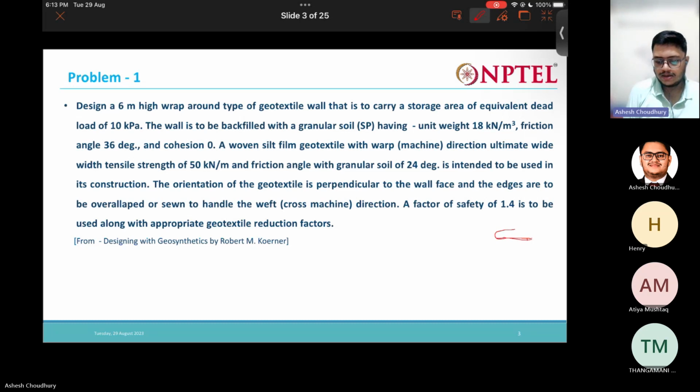Okay, you put one layer, then wrap it, then another layer and wrap it. Like this you form the wall. So this is nothing but the wraparound type.